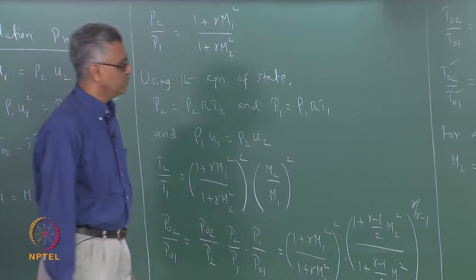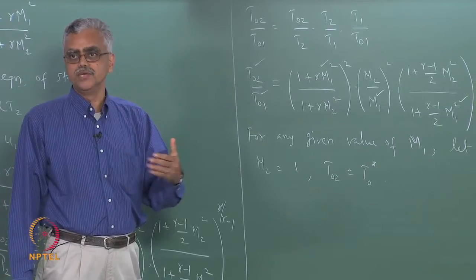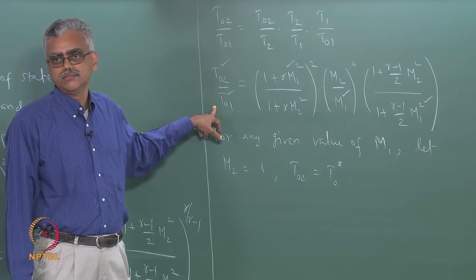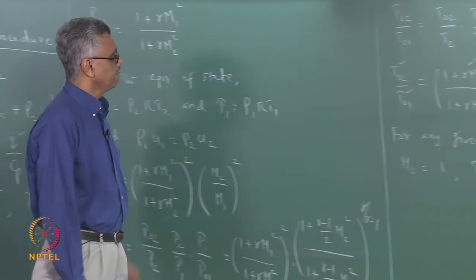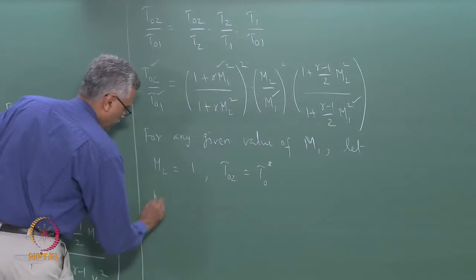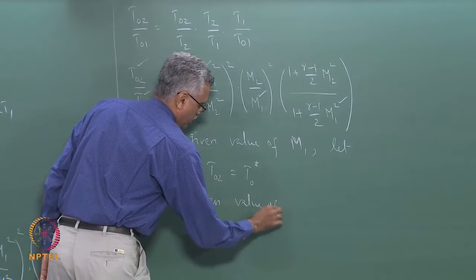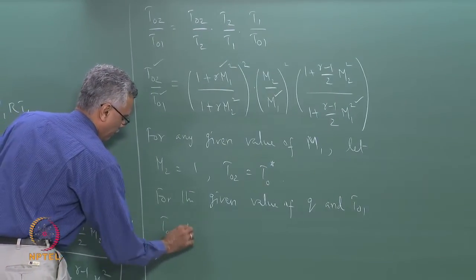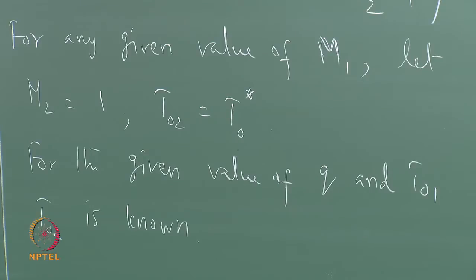Once I do this for a given value of Q, but we have not supplied Q star. We have only supplied Q. What this gives me is the final state if I had supplied Q star, correct? But the given value is only Q. So what I do is the following. Now I know my T02 for the given value of Q.